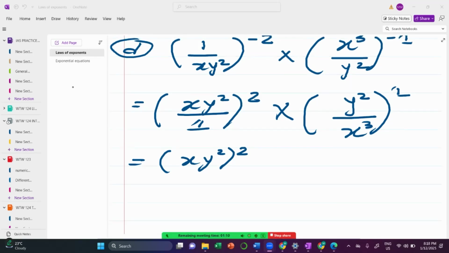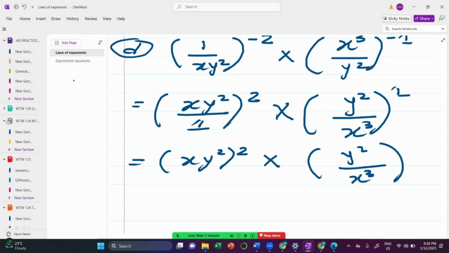And then here I'm keeping my multiplication sign, but now I'm raising all of this thing to the exponent of 1. And remember, if I raise anything to the exponent of 1, it's just simply that number. So here I'm just going to have y squared all over x cubed without any exponent.